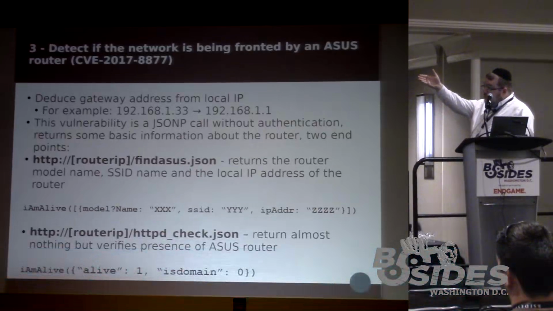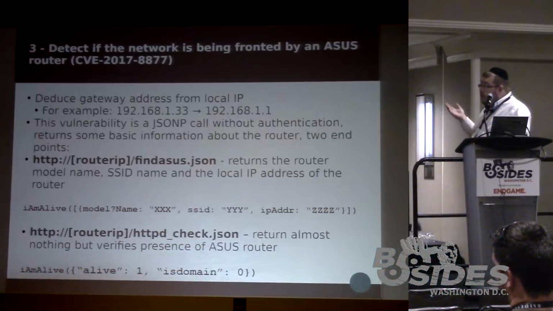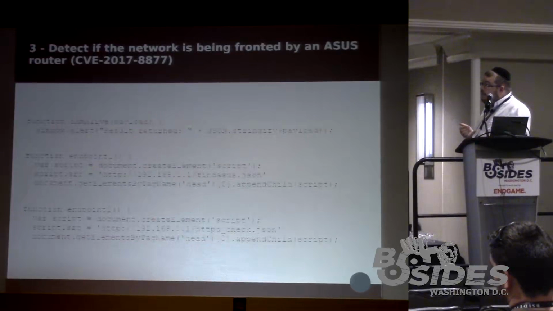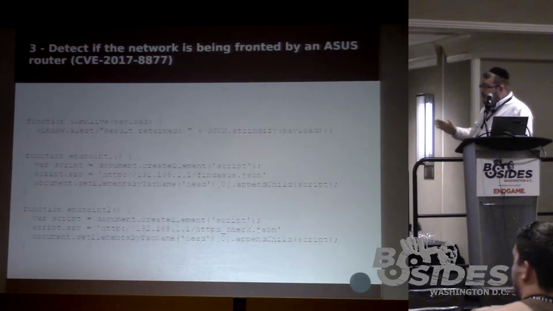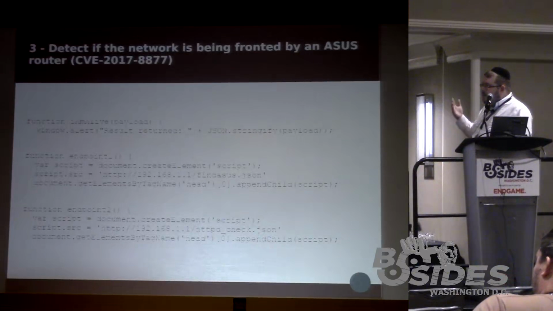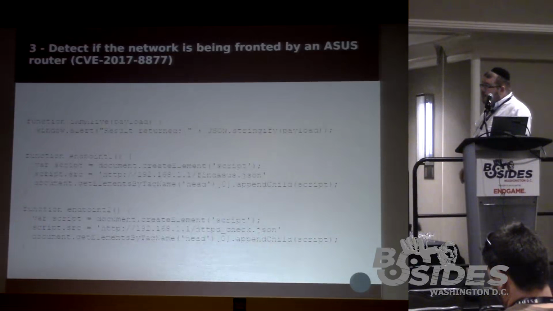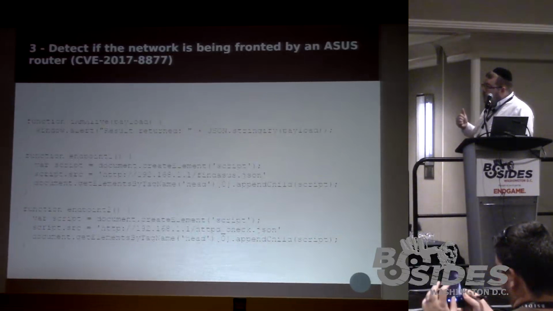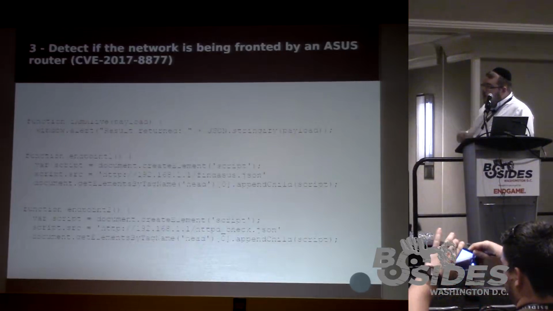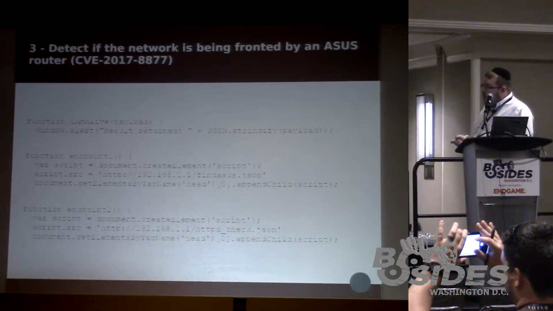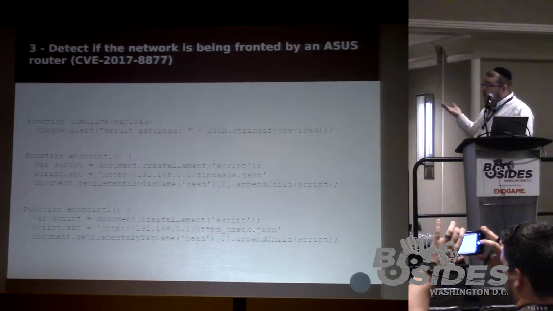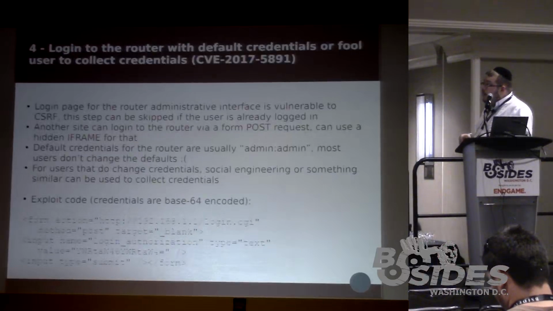So you have your website, you call in these two endpoints, you get some data back. Now you know the user is running an ASUS router. This is an example of an actual code that will do that. I have this code in my blog. This is a very, very basic way of doing it, obviously there's a more sophisticated way of doing it, but this is how you would do this in JavaScript. You append a child element with a script include. You call whatever that endpoint is. Either it will come back with an error or it will come back with the data you're looking for.